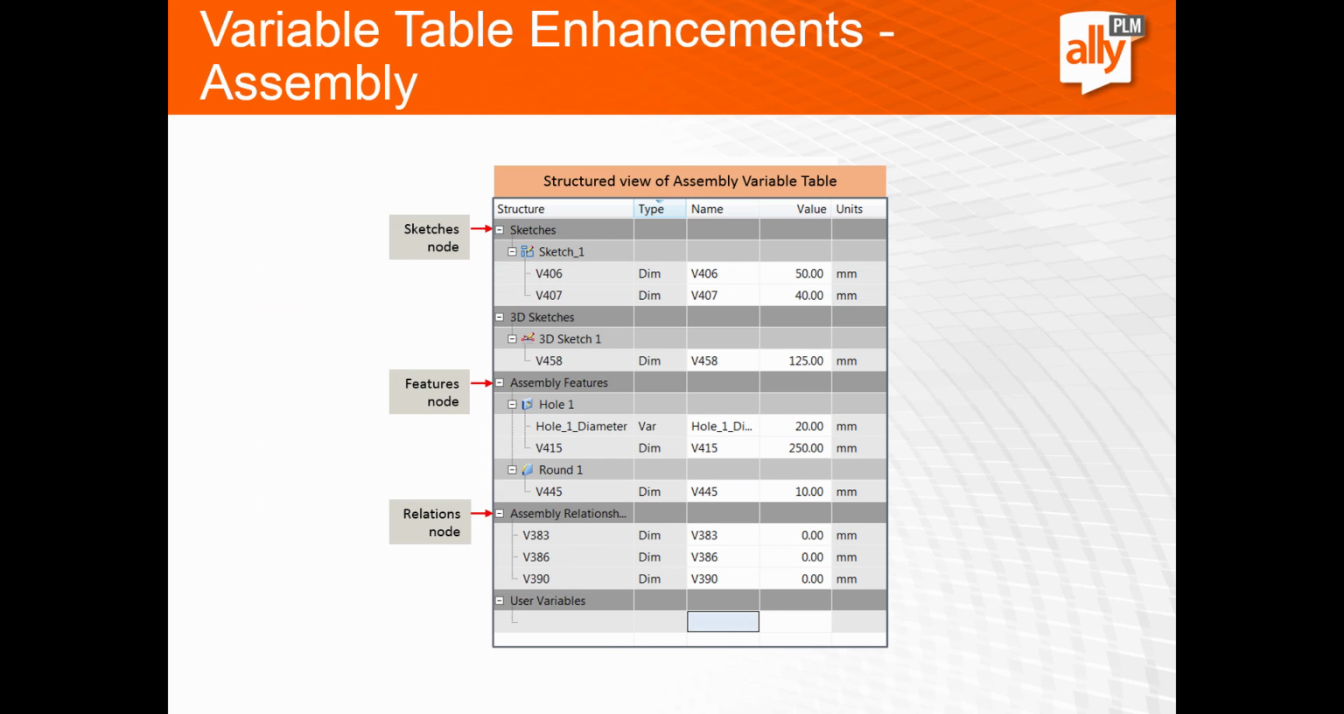In the assembly environment, we'll see things listed like assembly features, assembly relationships. If we created maybe an offset on some of our assembly relationships, we can drive those values through here. And any sketches or 3D sketches that we might have created as well.